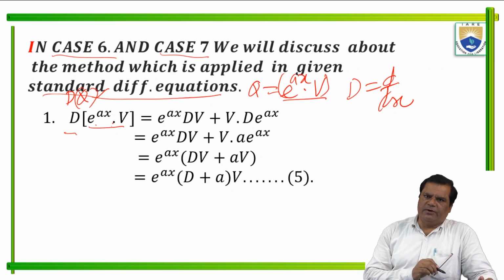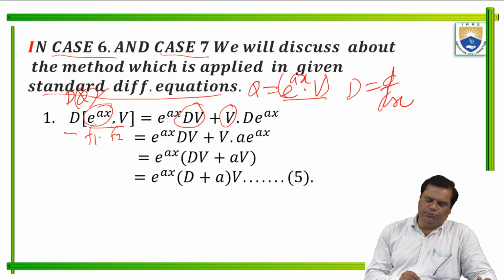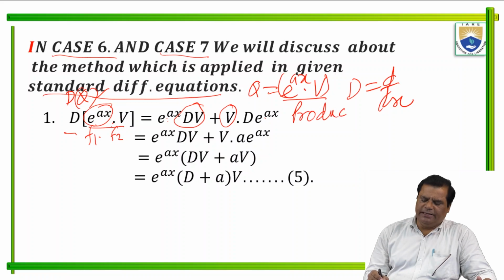Here we apply the product formula, with first function f1 and second function f2. First we take e^(ax) as constant and differentiate V, which gives dV, the differential of V with respect to x, because V is a function of x here. Plus, we take V as constant and differentiate e^(ax). We apply the product formula of differentiation here.